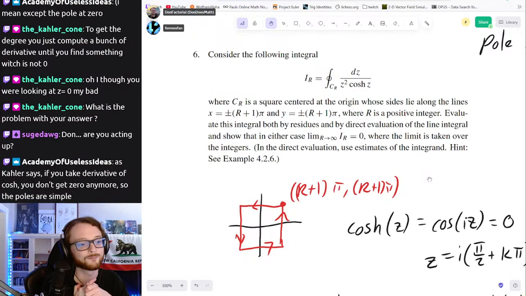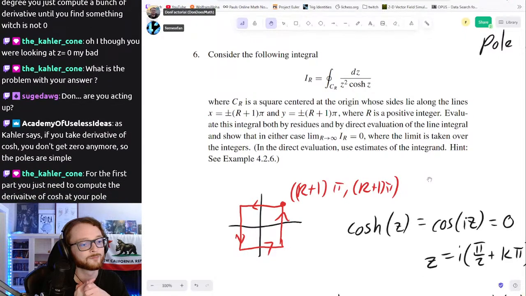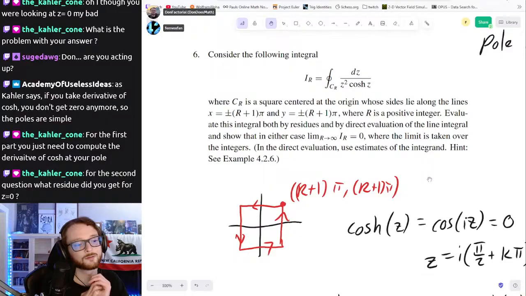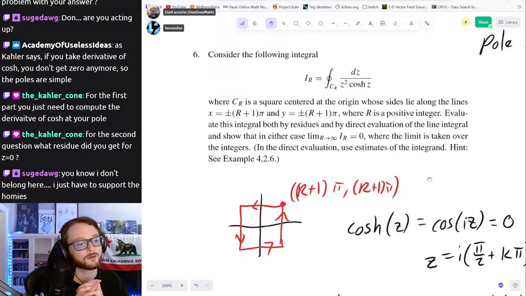Yeah, we didn't do the line integral. Take the derivative of cosh, you don't get 0 anymore, so the poles are simple. Huh. Compute the derivative of cosh at your pole. Really? Okay. The residue, we got 0 at z equals 0.